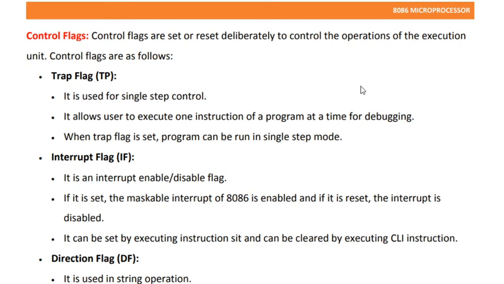The trap flag is used for single step control. It allows you to execute one instruction or program at a time for debugging. When the trap flag is set, the program can be run in single step mode. Likewise, the interrupt flag is an interrupt enable/disable flag. If it is set, the maskable interrupt of the 8086 is enabled, and if it is reset, the interrupt is disabled. There are a set of instructions that can be used in order to enable or disable it.